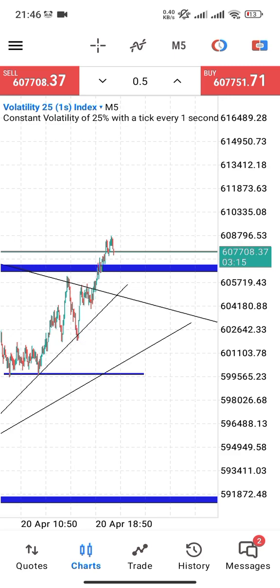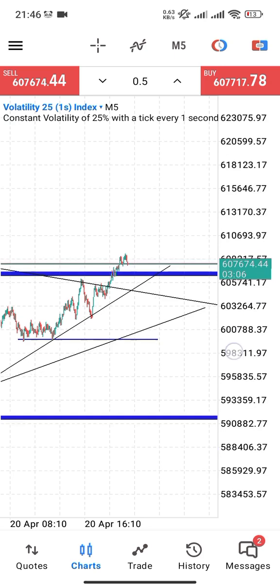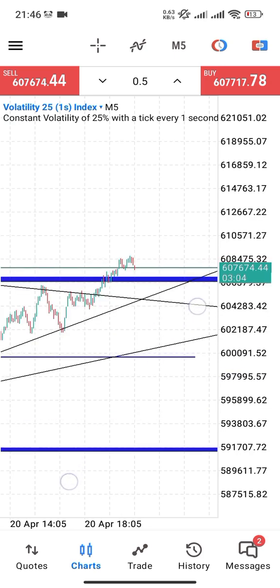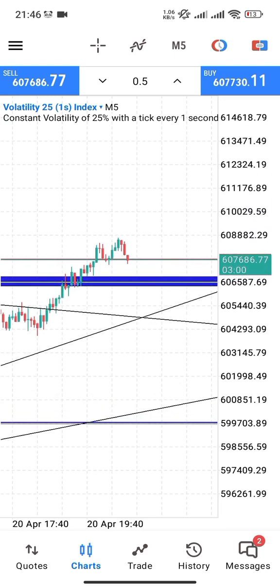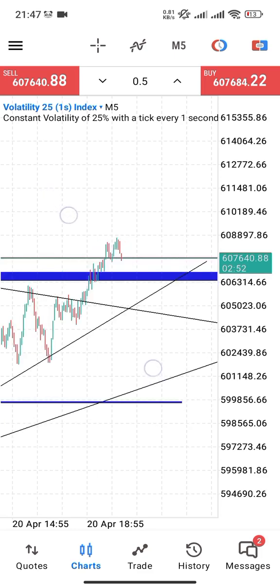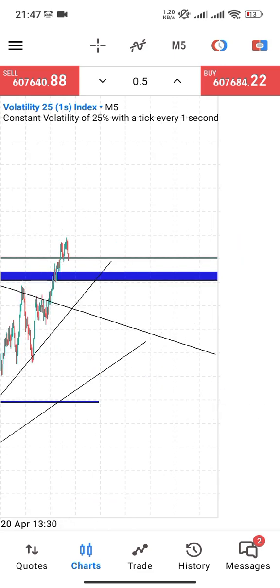They will always tell you the patient dog eats the fattest bone. Sometimes the patient dog will not see the fattest bone. You will not even see any bone. But at this point, the patient dog is going to wait, and let's see a retest at this zone. If we have a retest at this zone, then we look for candlestick confirmation to back up our entry.